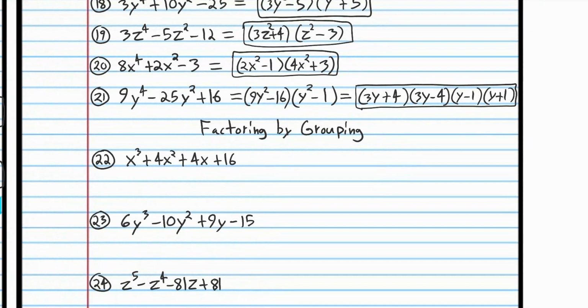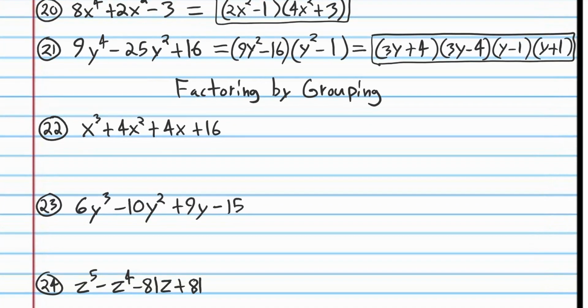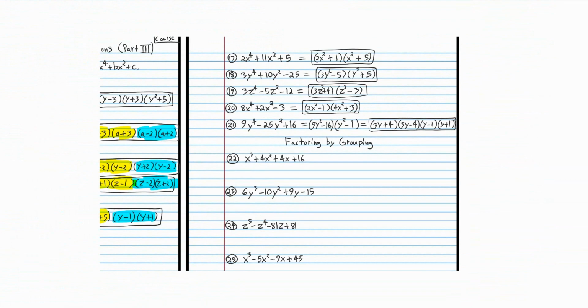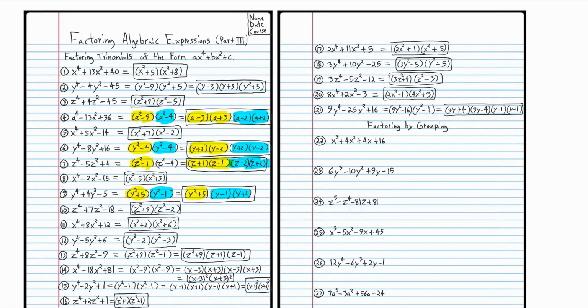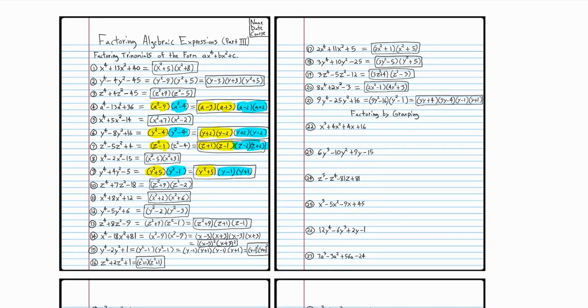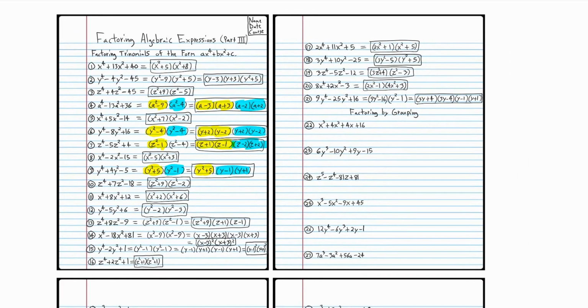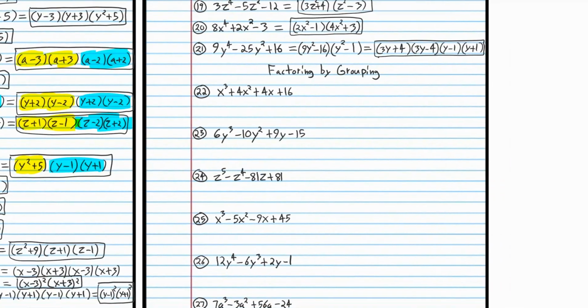So if that was your final answer, good job. That was a hard one. So that is a special type of factoring where it looks like it's a quadratic, but you have a fourth power and a second power rather than a second power and a first power. So we're done with that. So now we're going on.